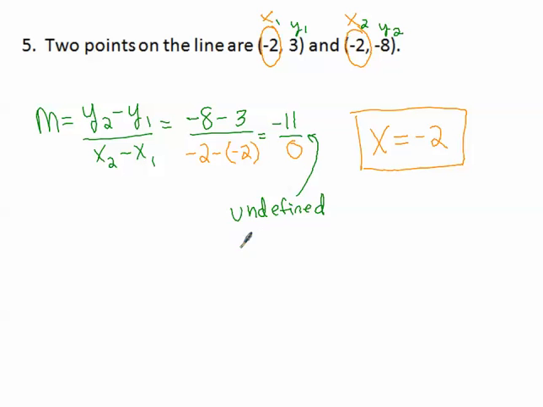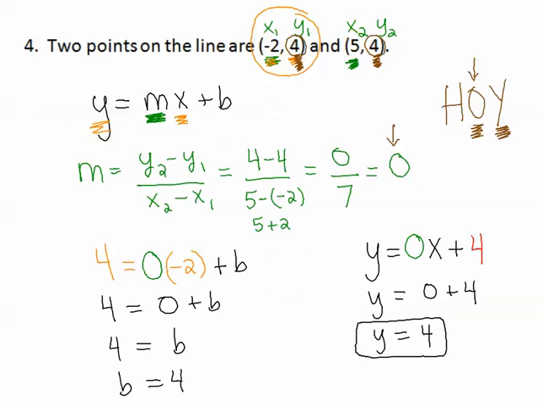Remember what undefined is related to? VUX. Remember HOI VUX? Vertical lines, undefined slope, and so the equation has to be x equals something. In this case, x equals negative 2. But if you notice the x is the same in both points, you can go straight to the equation. Just like in number 4, where the y was the same in both points, you can go straight to the equation y equals 4.